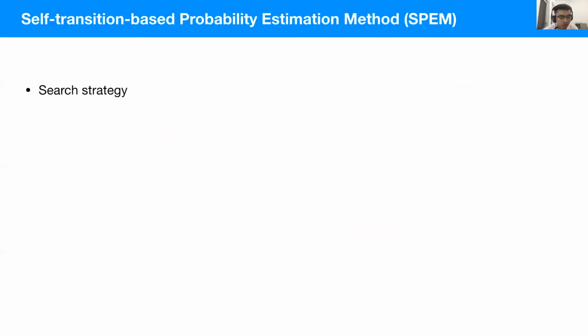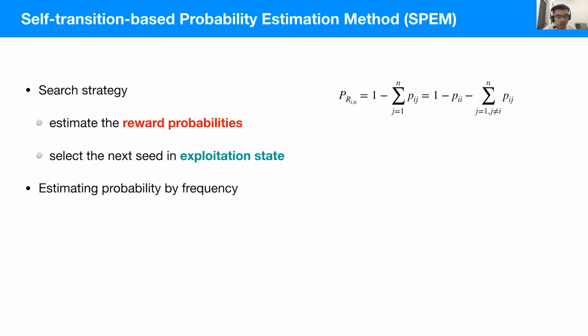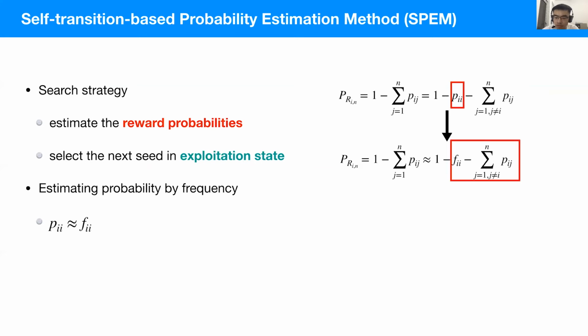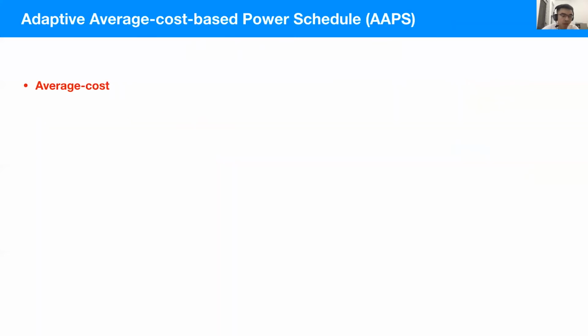First, the search strategy SPEM. We designed this method for estimating the probabilities. This method is only used to select the seed in the exploitation state. This is the formula of reward probabilities. As PIA is constant, we use its corresponding frequency, FII, as an estimation of it. Then for this part, since it causes attenuation of reward probability, we approximate it as FII divided by the square root of I.